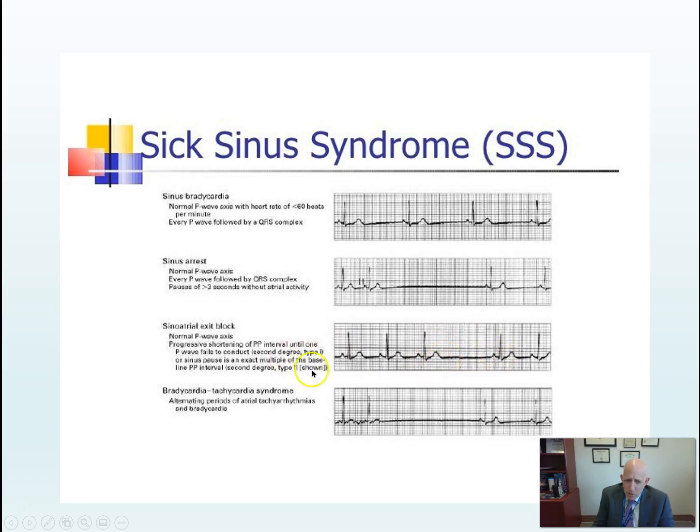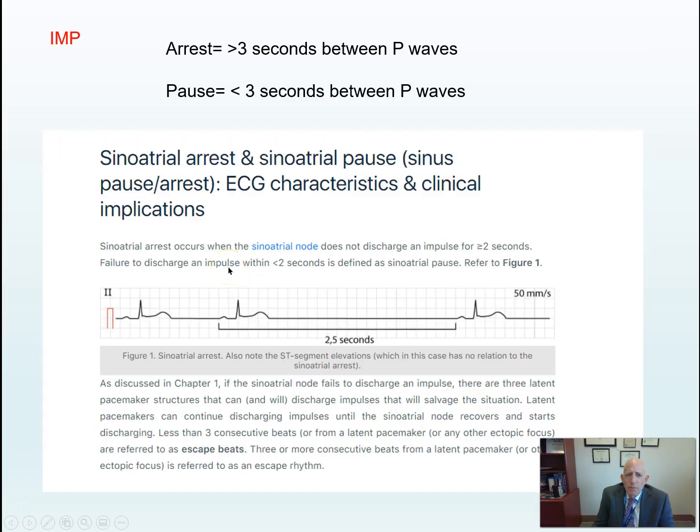It's just kind of starting to wear out. It's getting tired. I need a break, and now I'm going to start firing again. I'm going to take another break. But it's a much shorter gap than sinus arrest. So once again, arrest is greater than 3 seconds, pause is less than 3 seconds.